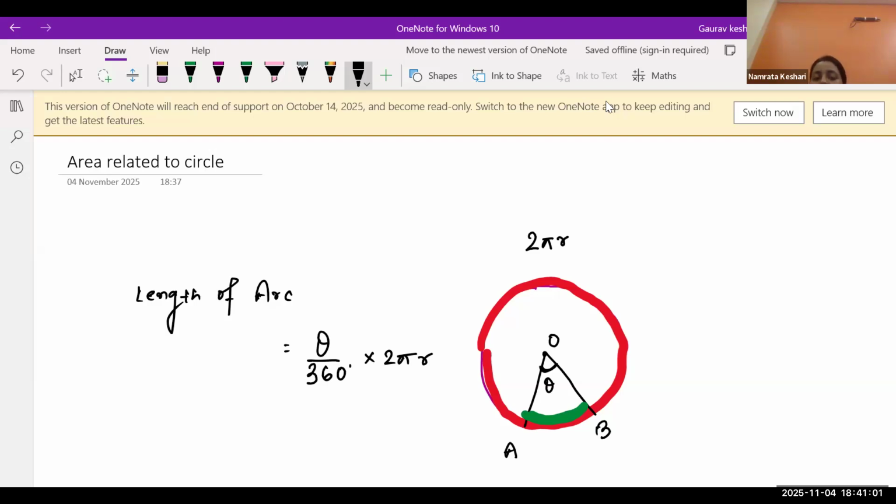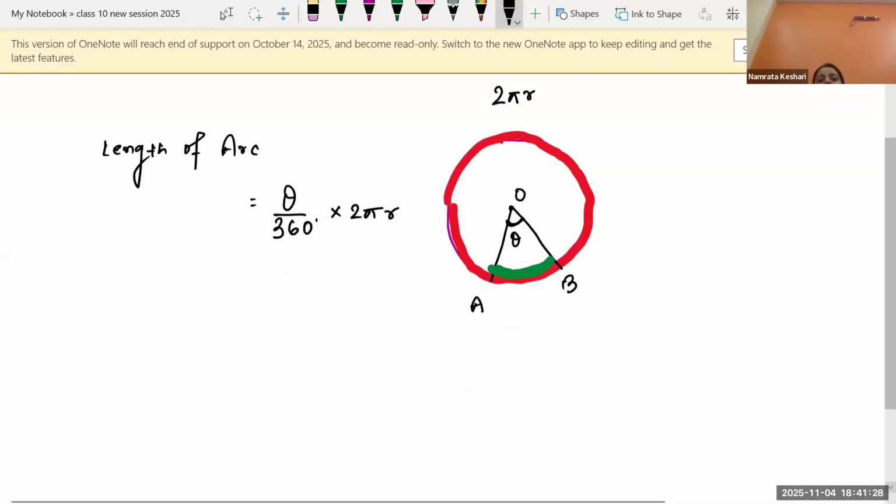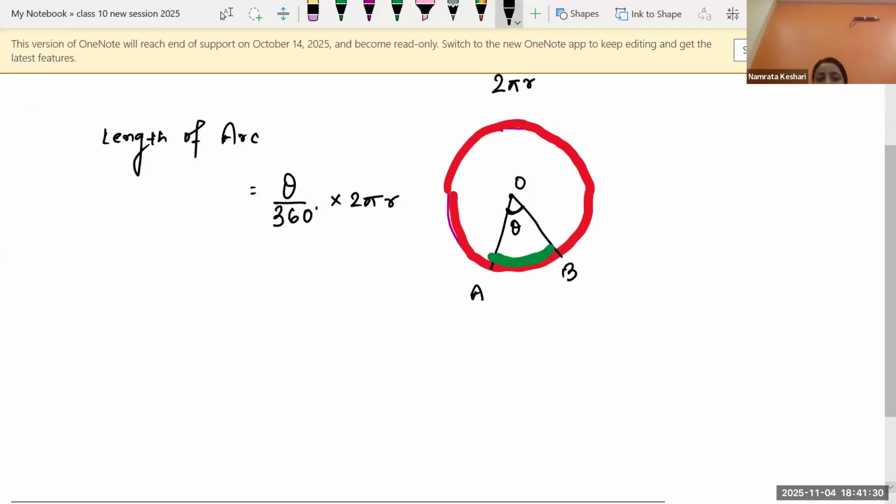Now, area of the sector we have already discussed. Length of arc we have to find by using this formula. Again, this formula came from the unitary method only. Okay. Now the next part is how we will find the area of the segment of the circle. Let me explain that. Once we are done with that, then you will be able to solve the complete exercise by yourself, because here in this exercise nothing is there.